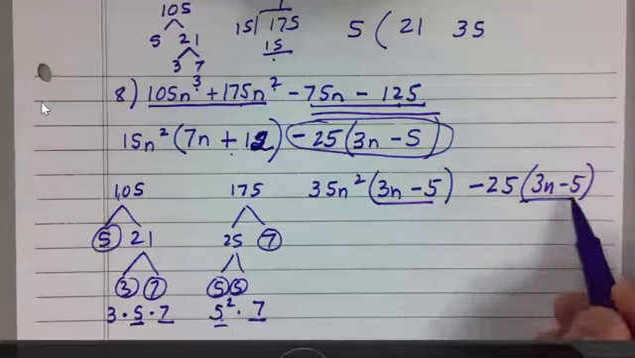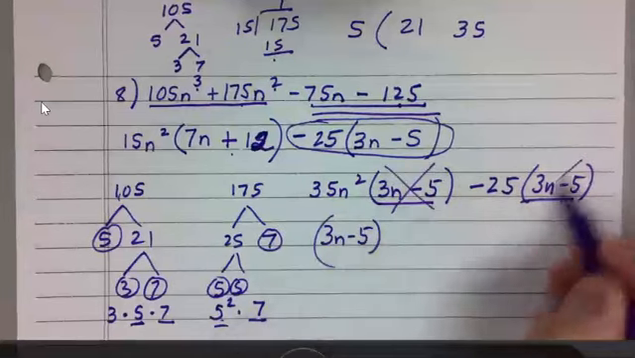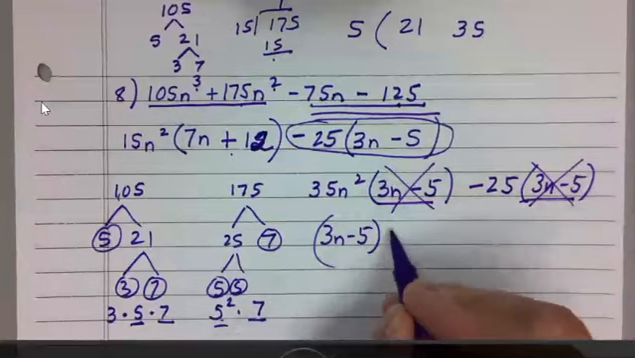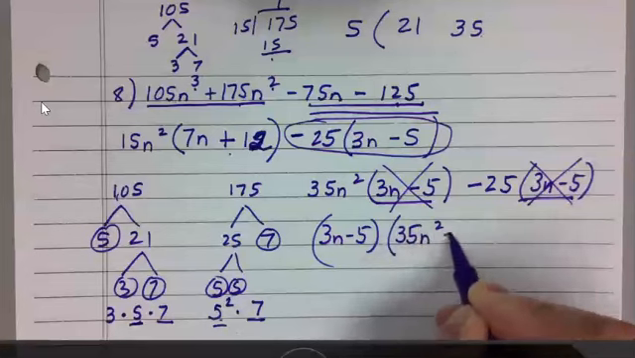These are the same now. I can take it out in front. And what's left over is 35n squared minus 25.